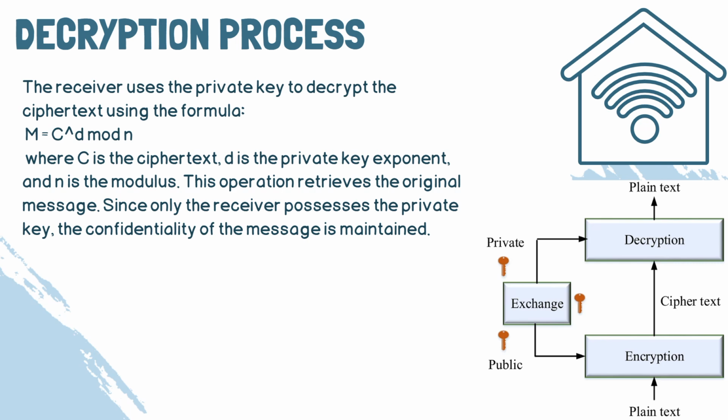So the next slide is the decryption. Here the diagram shows the process of how the message is decrypted. In decryption, the receiver uses the private key to convert the ciphertext back into the original message. Since only the receiver has the private key, the data remains secure.